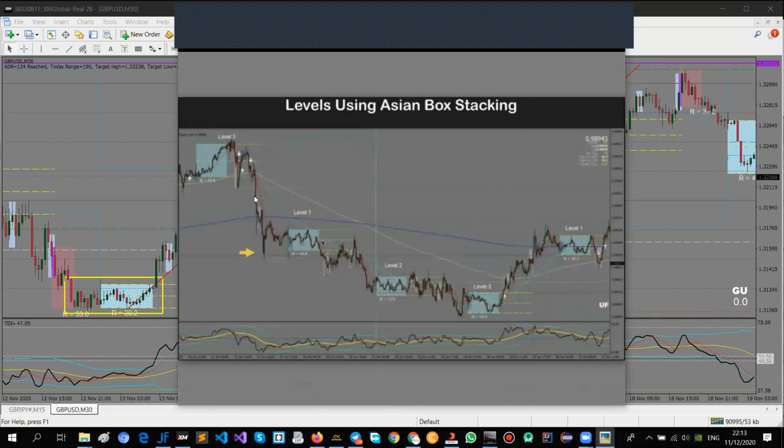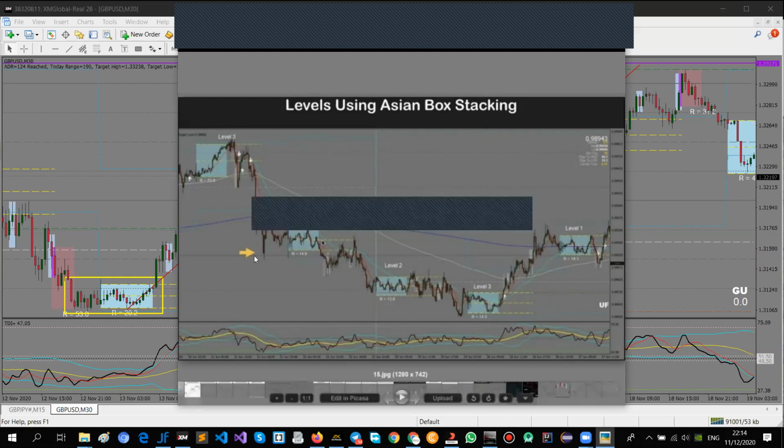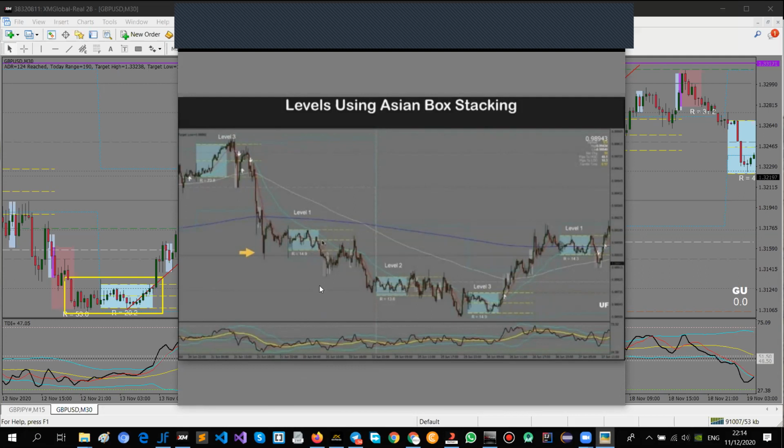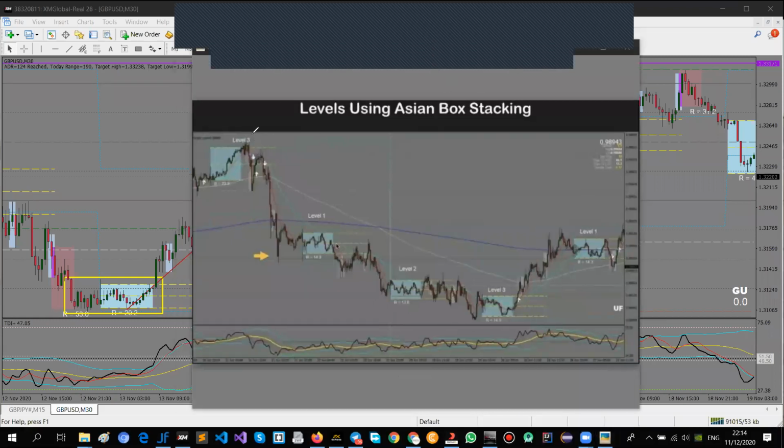So Asian stacking again, level 3. This from the previous week, previous day. Then level 1 here. We start counting our Asian boxes. Asian box 1, level 1, Asian box 2, Asian box 3. We then confirm this is the peak formation eye here. Level 3 indicated here. This is the peak formation eye. Take note of that. This is the level 1. This is the level 2. And this is the level 3.